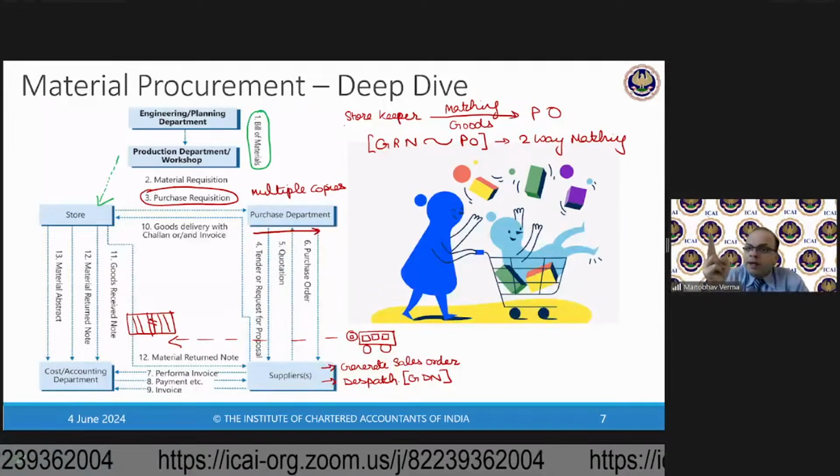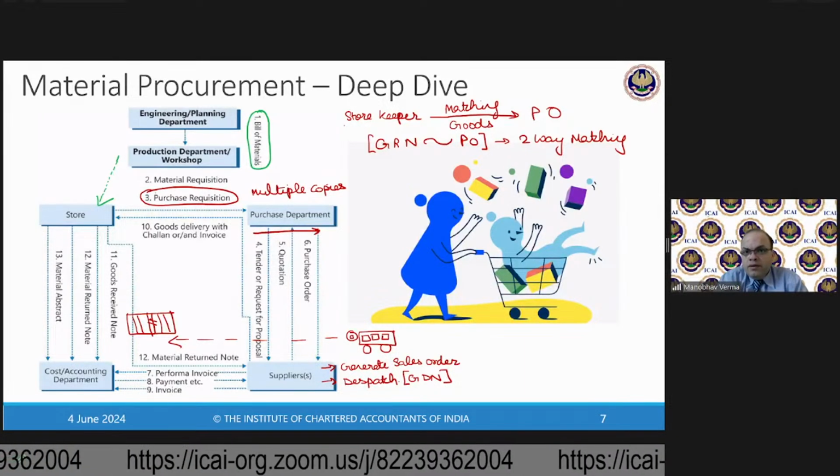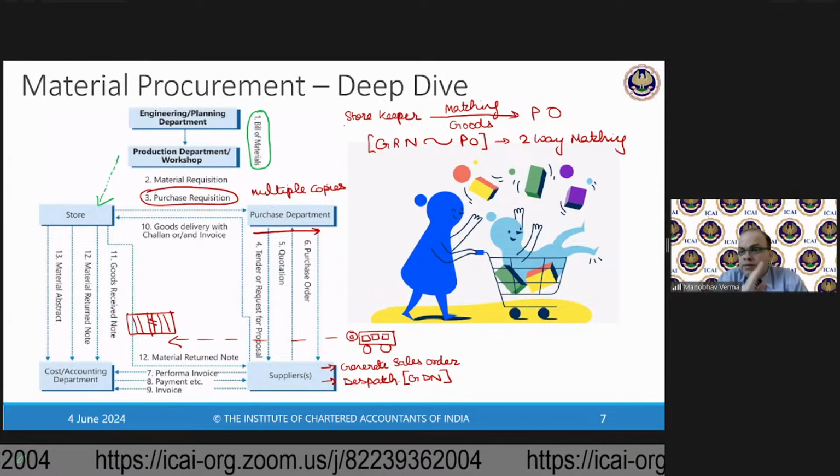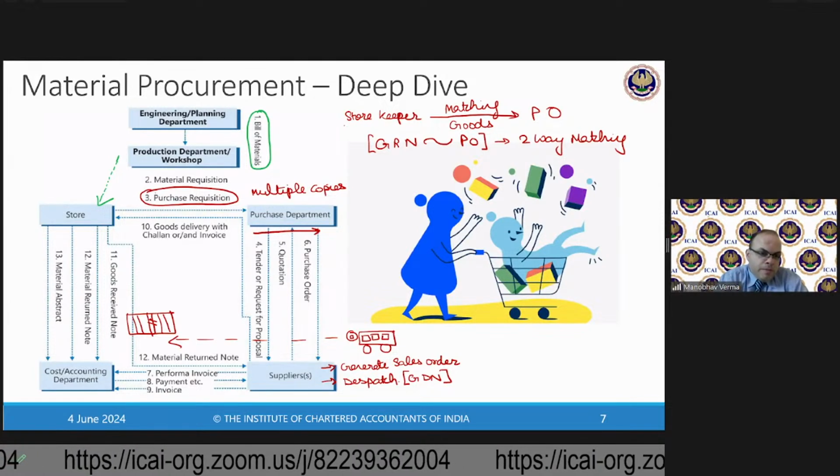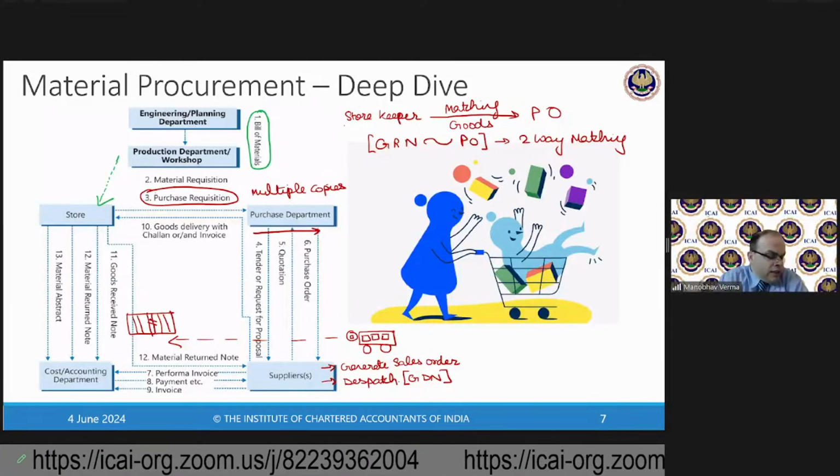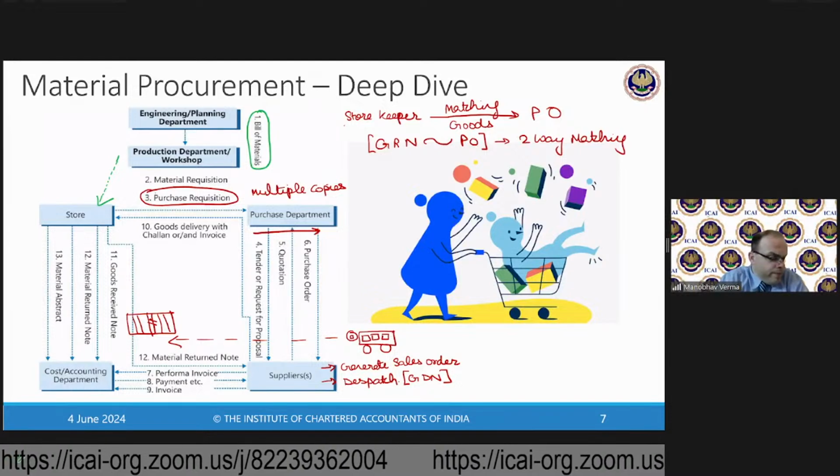Two-way match. Why two-way match? We are comparing two documents. So we are comparing the goods received with the purchase order. Guys, everyone clear on that? Can you please confirm here?